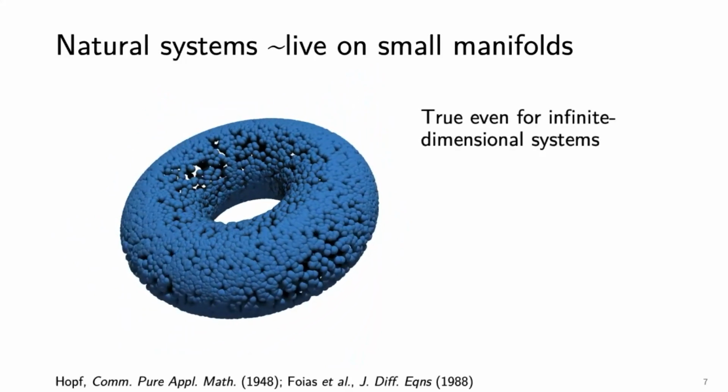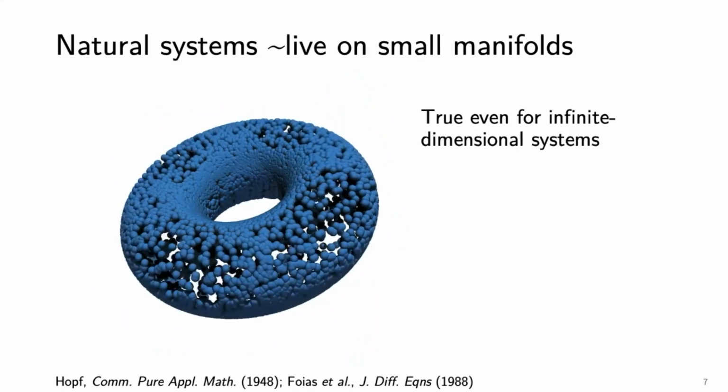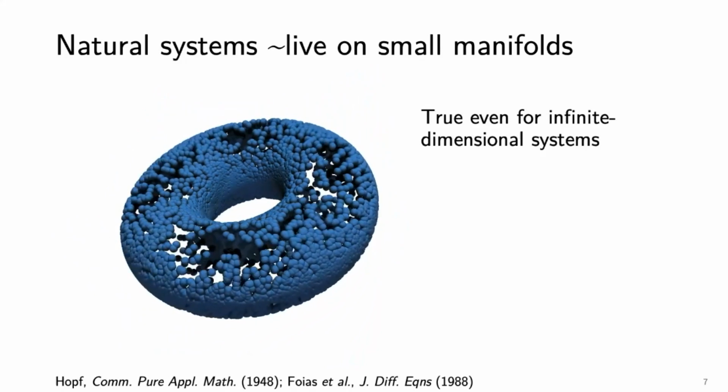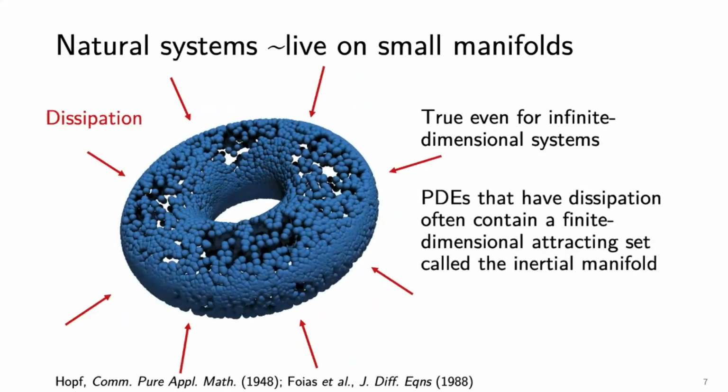And this can even be true for infinite dimensional systems like the ones that we get from partial differential equations. And the key that makes this happen is dissipation. So when dissipation is present in a system, there often exists a finite dimensional attracting set that's called the inertial manifold. And it's this inertial manifold where the long time dynamics live. And so this inertial manifold is what enables a low dimensional representation of the system.